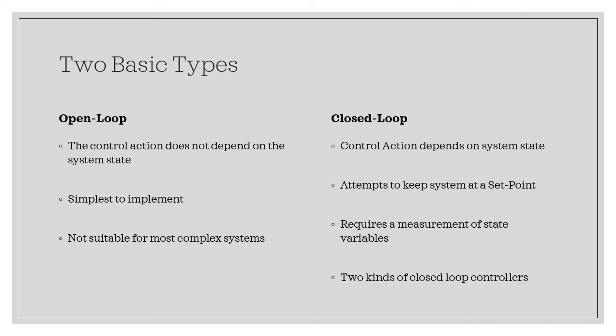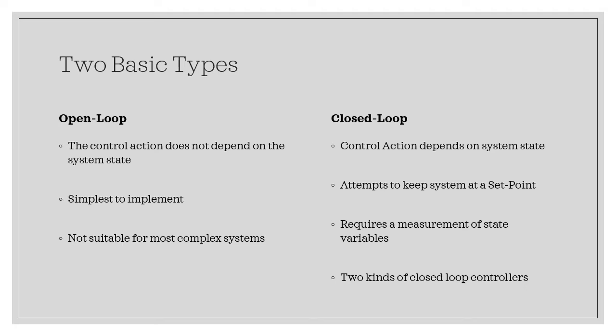Closed loop control systems, on the other hand, do utilize measurements of state variables to regulate the system. Often these are trying to keep our device at a set value or a set point, and this could be an ideal temperature or keeping a robot arm at exactly the same spot no matter what's happening to it, things like that.